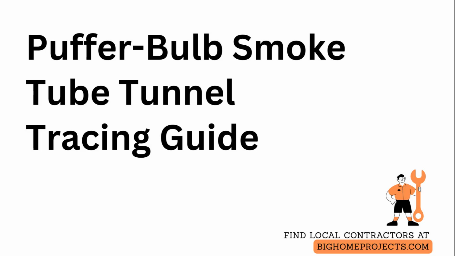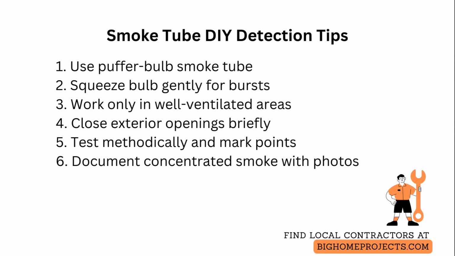Smoke tube smoke detection is a targeted DIY technique for finding hidden termite and rodent tunnels when used carefully and correctly. Smoke tube tools work by producing a steady, visible smoke that you force into cracks, gaps, wall voids, crawl spaces, attics, and other suspected channels to reveal airflow paths and openings created by pests.